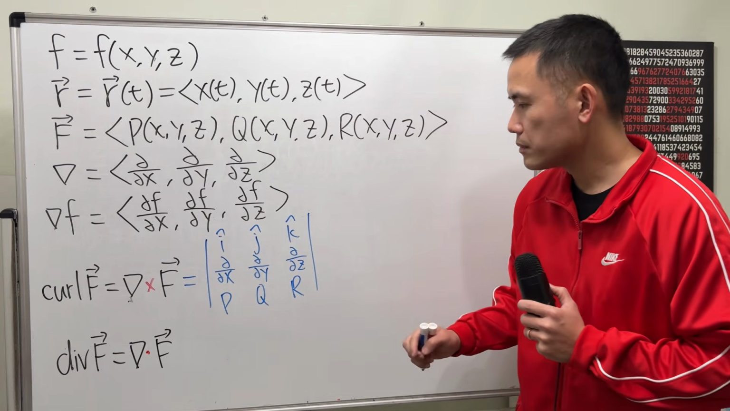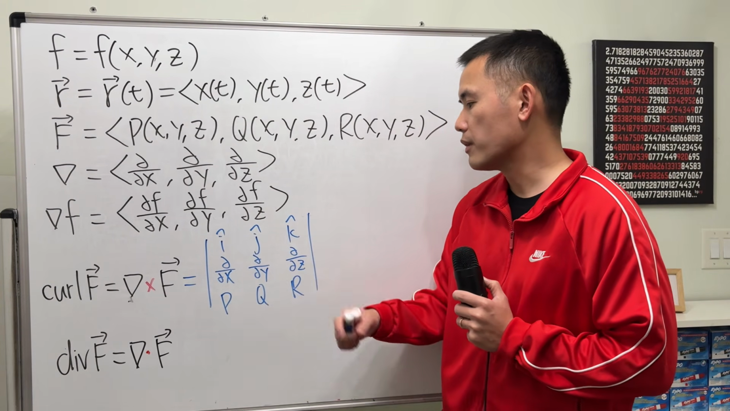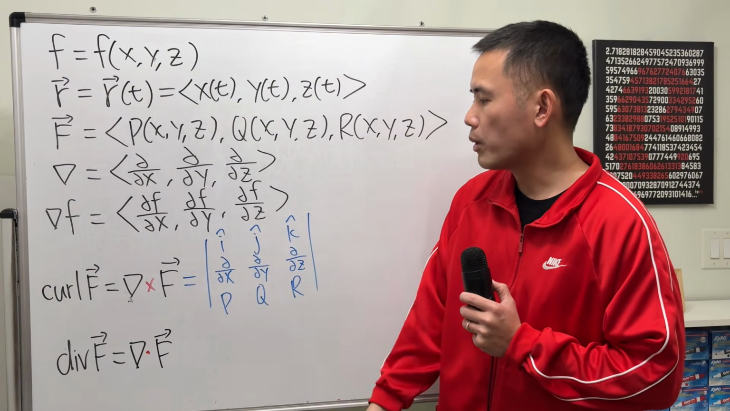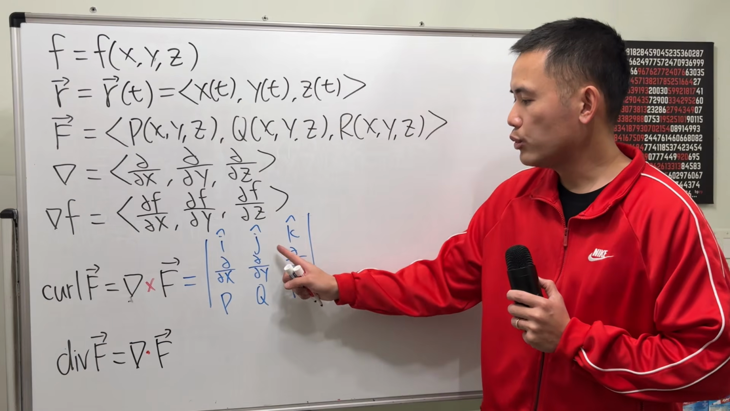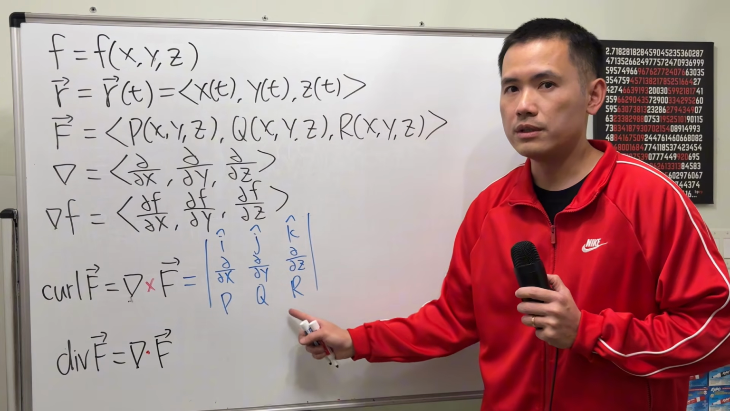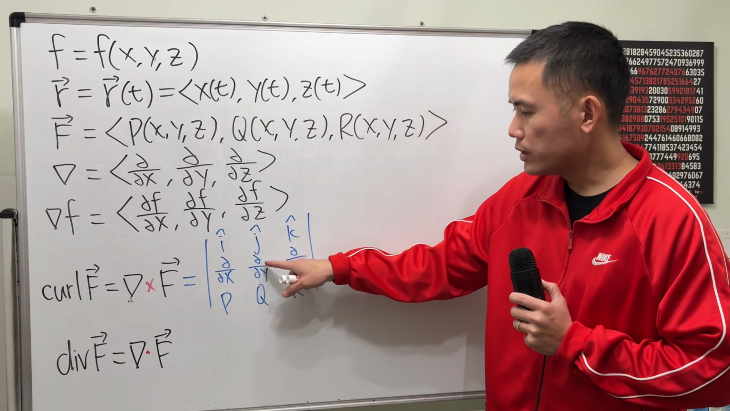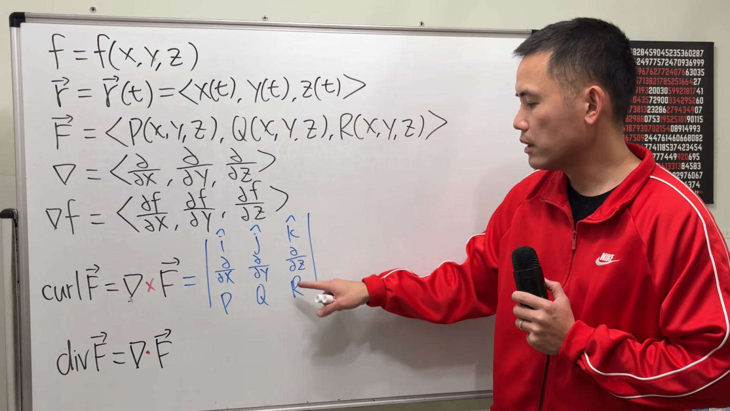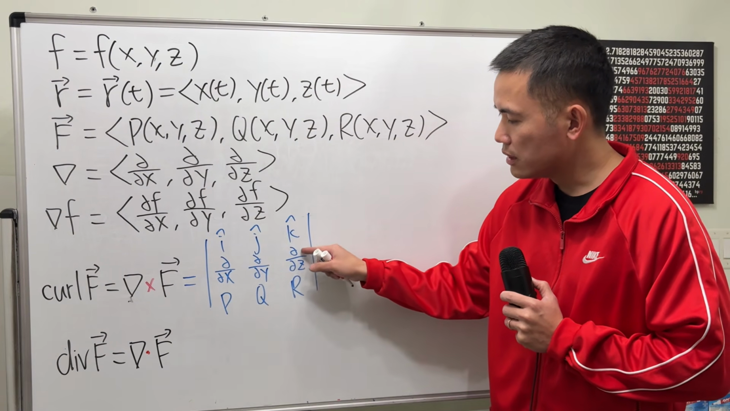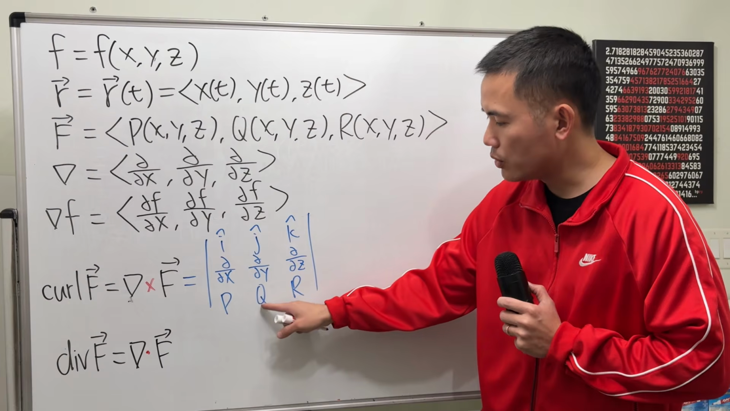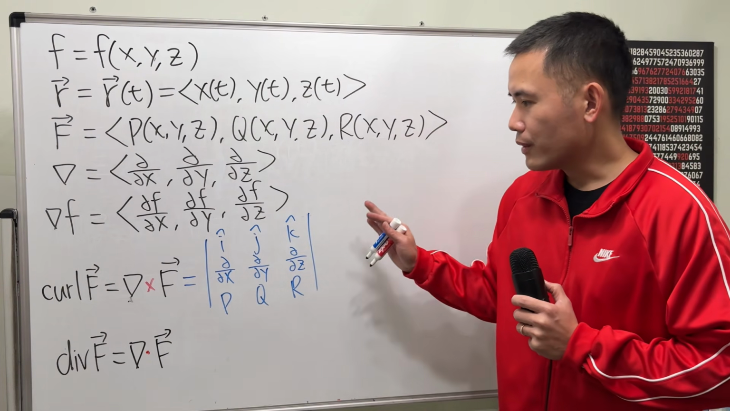Now, here's the deal. I would recommend you do the cofactor expansion when you want to find the determinant of this 3x3 matrix. The first part: you start with this, you delete this column and this row, and then you have to find the determinant of this 2x2 matrix. When you do this times that, what you are really doing is taking the partial derivative of R with respect to y, and then you subtract this times that, which is the partial of Q with respect to z, etc. Okay, so that's pretty much it.